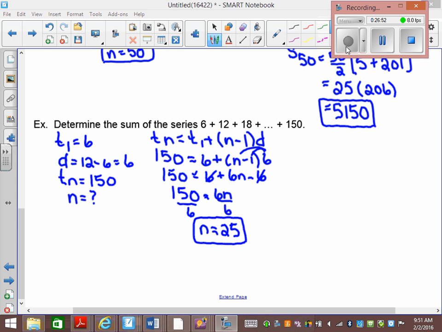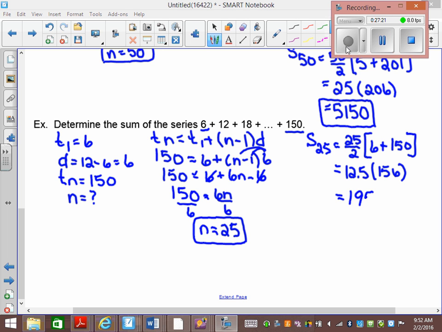And then we can use the short formula because we know the last term and the first term. So S25 equals 25 divided by 2, times (T1, which is 6, plus Tn, which is 150). 25 divided by 2 is 12.5 times 156. I don't know what that is. What's 12.5 times 156? 1,950. So the sum of those 25 terms is 1,950. Does that make sense? My last term is 150. So yeah.